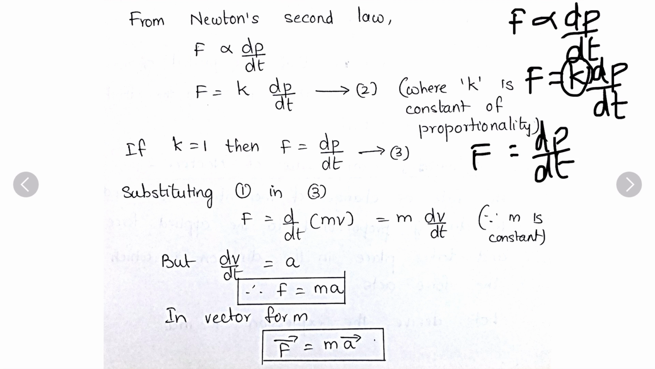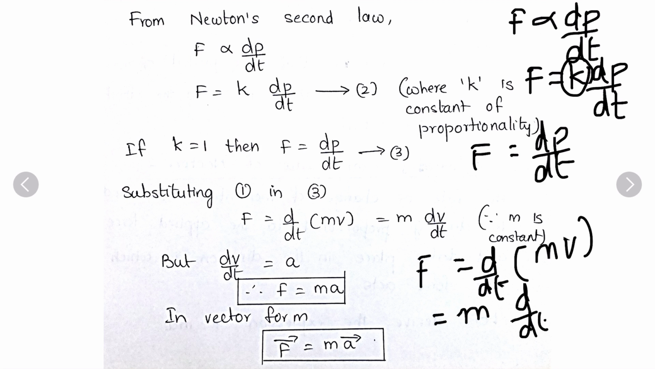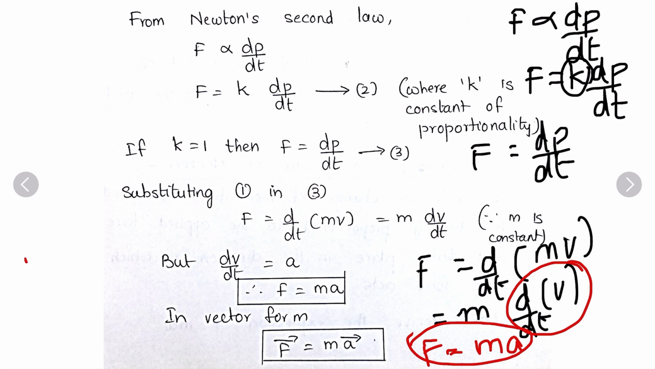But P means momentum, that is mass into velocity. Therefore F is equal to d by dt of p. P means mv. But m cannot be differentiated because it is constant. Then d by dt of v. But dv by dt is nothing but acceleration. Therefore, m into a. F is equal to ma. So, our derivation is F is equal to ma.